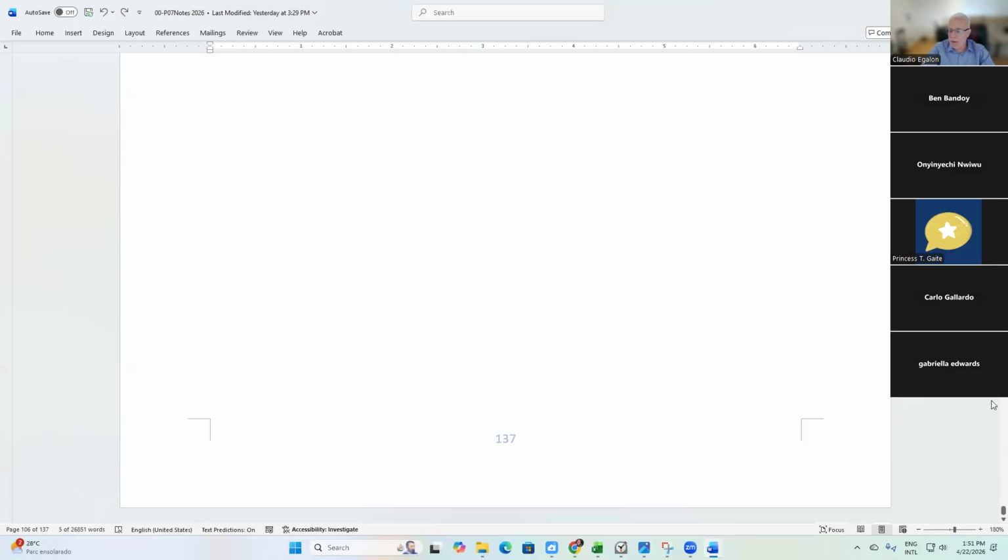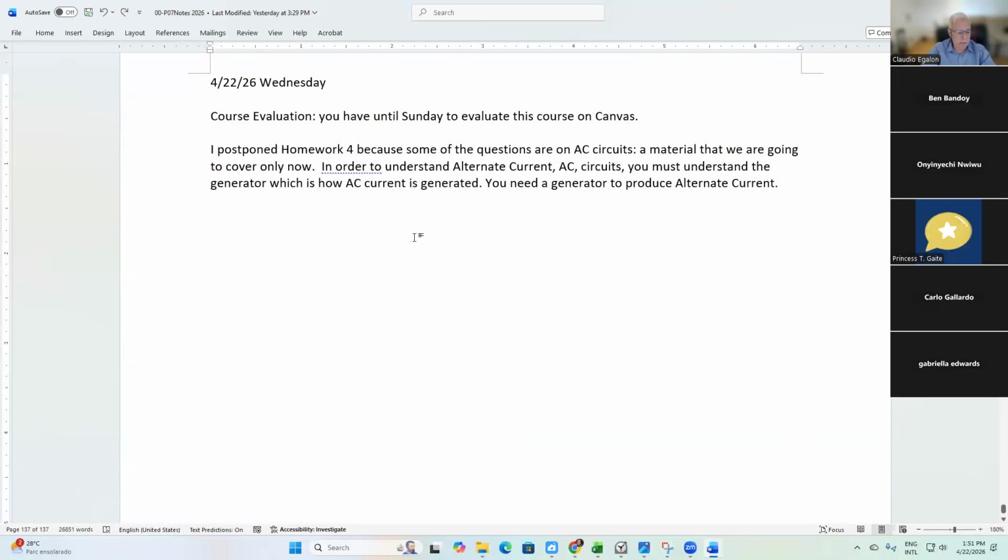It's a very fun material to cover, especially if you get to understand it. It's much easier to understand direct current, DC. Alternate current is a little bit more difficult.